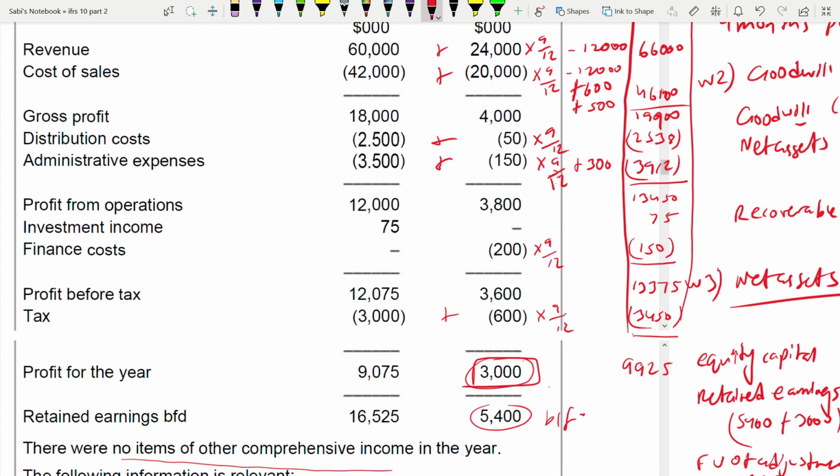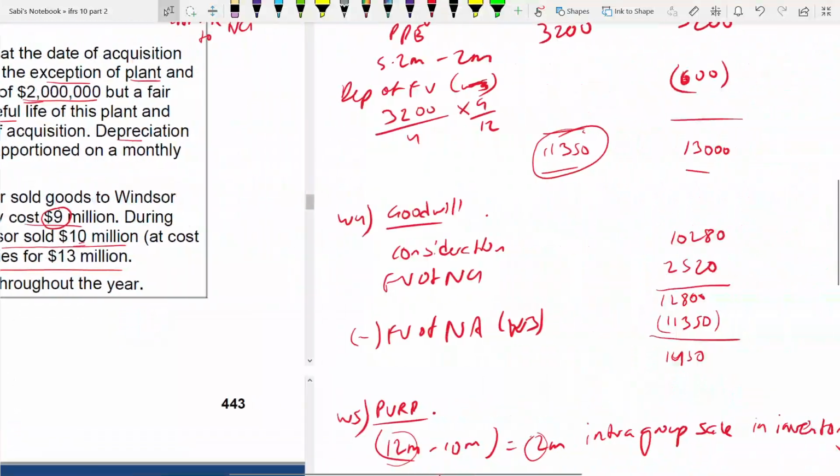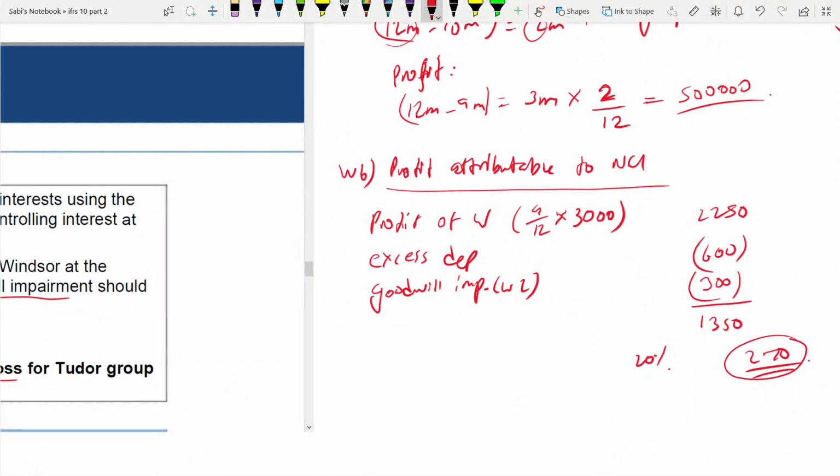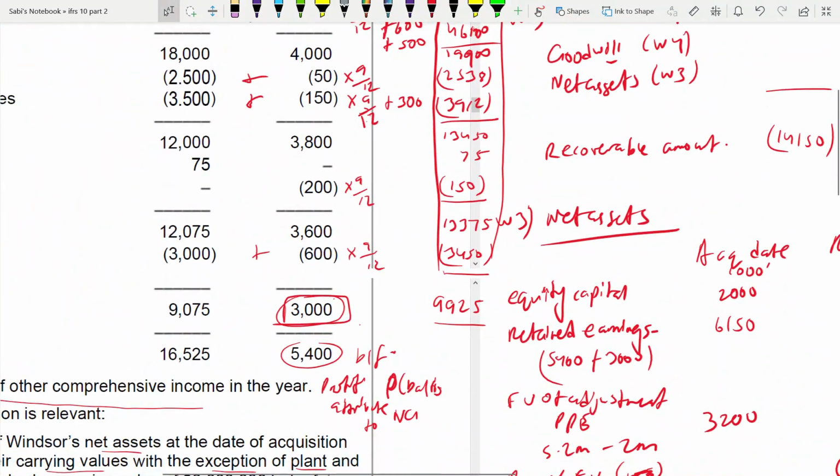After this, there is another step. What is it? You have to attribute the profit. So profit attributable to: one is owners of the parent. I'll write P. P is the balancing figure. Then I'll write NCI, non-controlling interest. Already you have done it. The NCI figure, this 270 will go here.